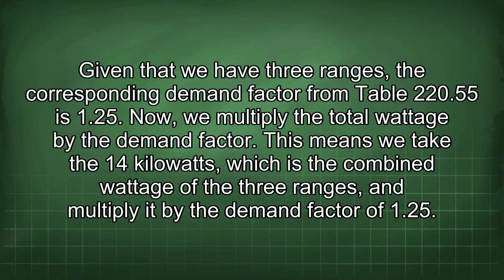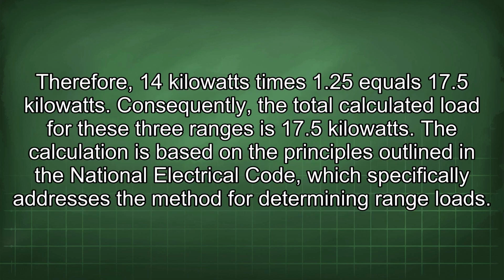Given that we have 3 ranges, the corresponding demand factor from Table 220.55 is 1.25. Now, we multiply the total wattage by the demand factor. This means we take the 14 kilowatts, which is the combined wattage of the 3 ranges, and multiply it by the demand factor of 1.25. Therefore, 14 kilowatts times 1.25 equals 17.5 kilowatts. Consequently, the total calculated load for these 3 ranges is 17.5 kilowatts.